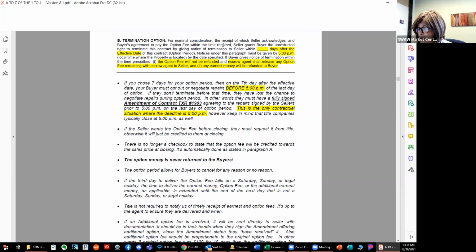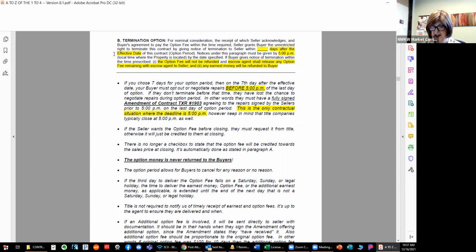They can terminate if they get the termination notice to seller within blank days after the effective date. Effective date is the be all end all on contracts. So in other words, if you chose 7 days for your option period, then on the 7th day after the effective date, your buyer must opt out or negotiate repairs before 5 p.m. 5 p.m. is the magic date time on that date.